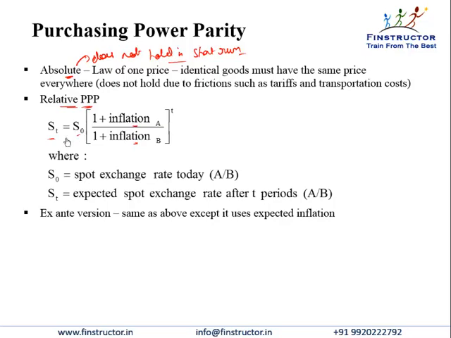So the spot price in the future is equal to the spot price today into 1 plus inflation in the domestic currency upon 1 plus inflation in the foreign currency, to the power T. In the ex ante version of the relative purchasing power parity, we replace this with the expected spot rate as the spot rate today into 1 plus the expected inflation in country A upon 1 plus the expected inflation in country B.